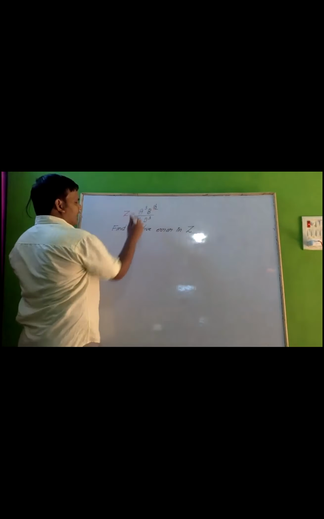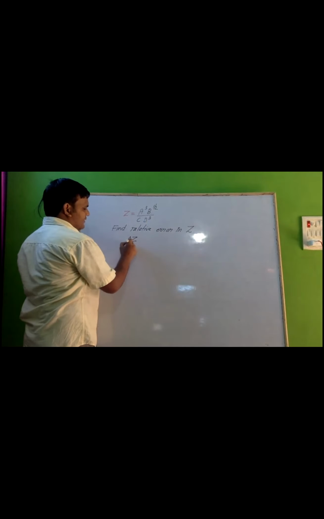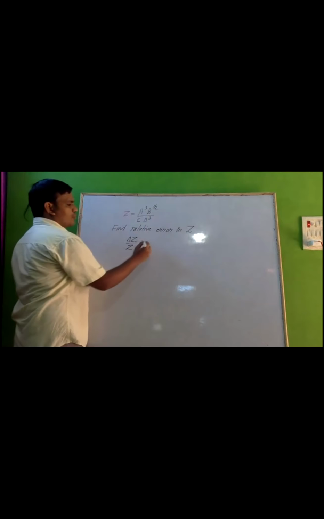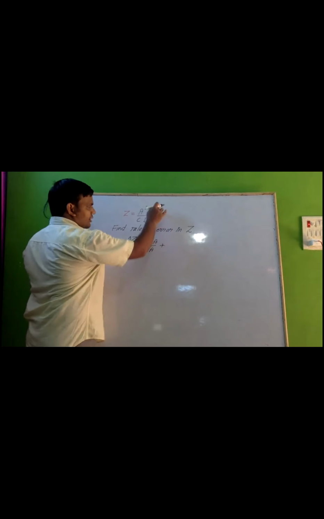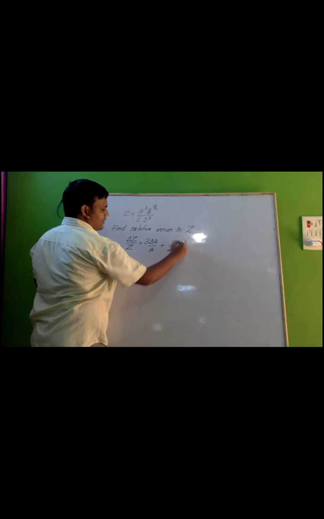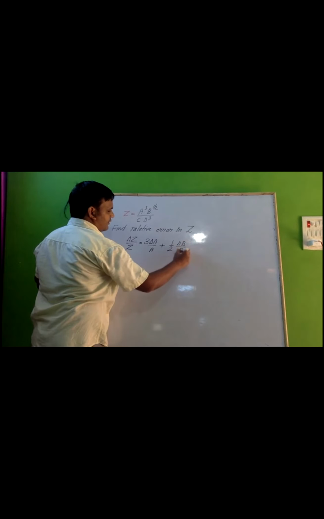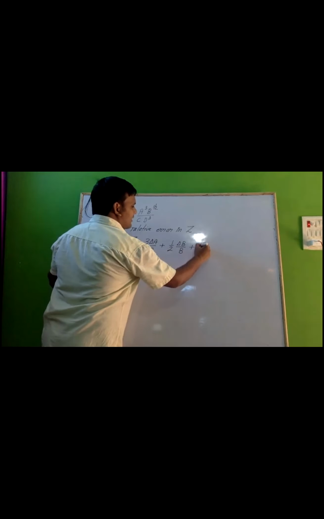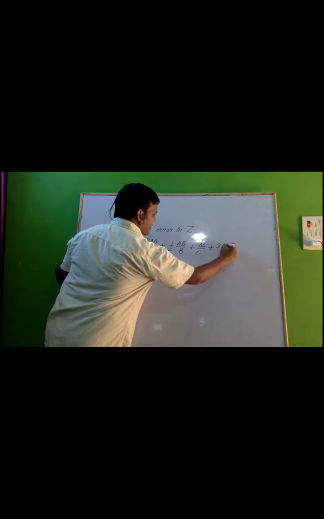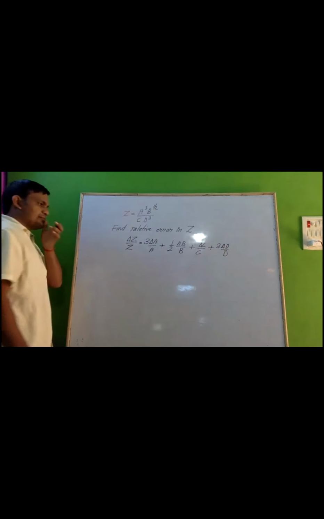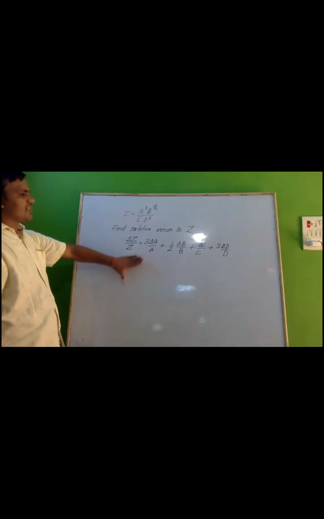How can we expand it? I already told you that we can write delta Z by Z is equal to: A to the power 3 can be written as 3 delta A by A, plus its power 1 by 2, so it can be written as 1 by 2 into delta B by B, plus delta C by C, plus 3 into delta D by D. It can be written, right? Is it clear now? Yes, sir. Okay.